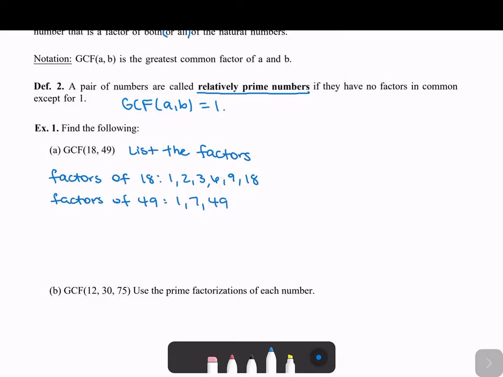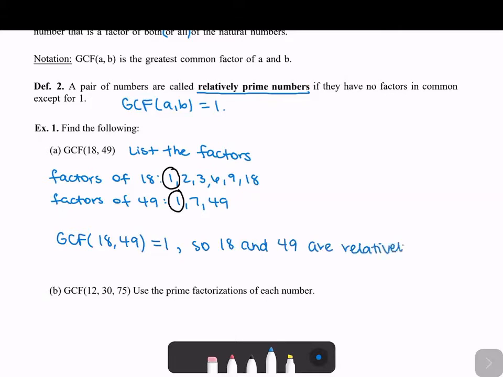So the greatest common factor, so what are even the common factors? They obviously both have 1 in common, but that's actually it. The factors of 49 are 7 and 49, and 18 is not divisible by 7, so it's not going to have either of those as factors. So this is going to tell us that the greatest common factor of 18 and 49 is 1. So 18 and 49 are relatively prime. Okay, so that's that one.